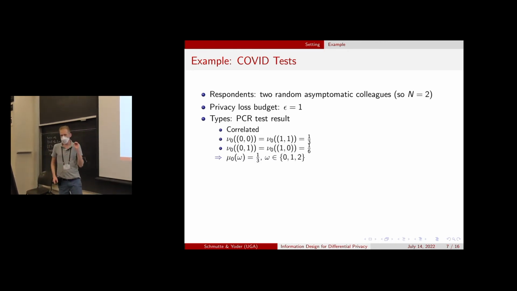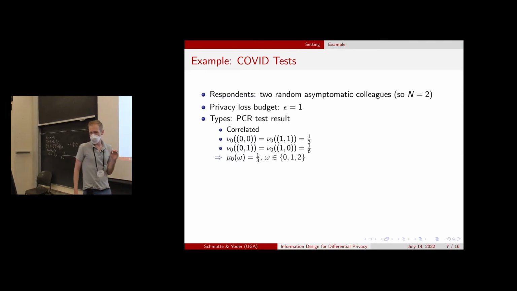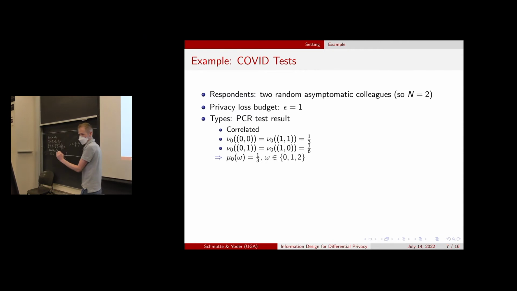Now, since the department's faculty work in the same building, the surveillance test results are going to be correlated. In some sense, that's the whole reason we care about the surveillance test results. And for simplicity, suppose that they're correlated in such a way that the prior probability of any state, so 0 people testing positive, 1 person testing positive, or 2 people testing positive, is the same. They're all 1/3.